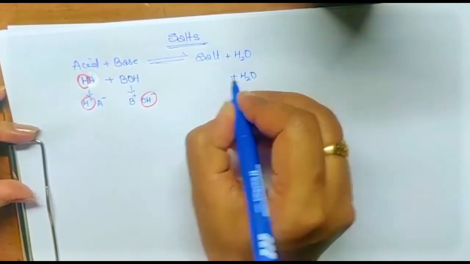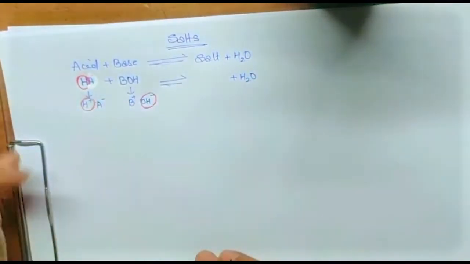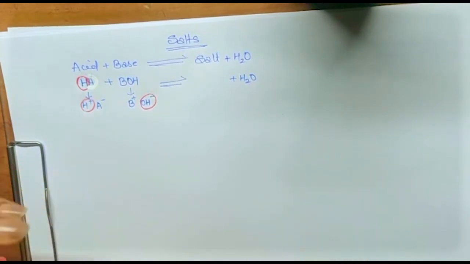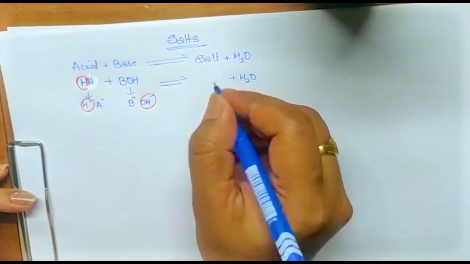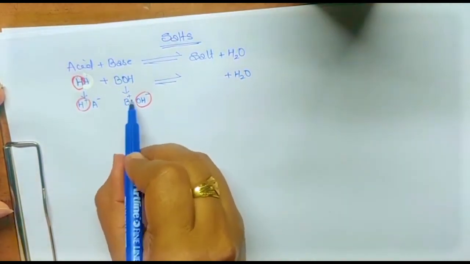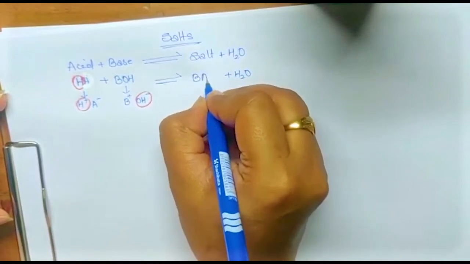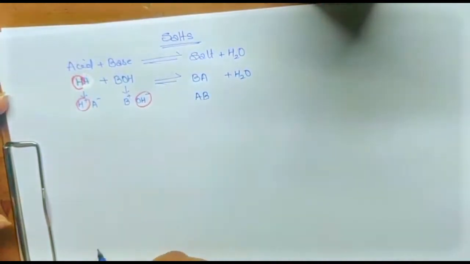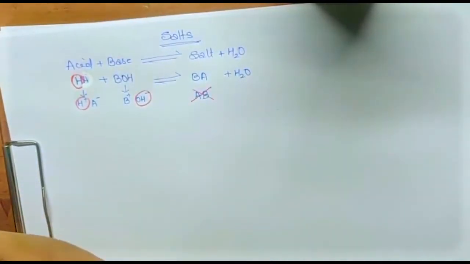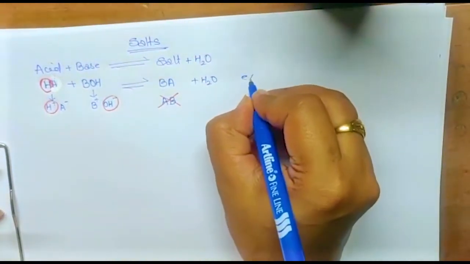Any doubt? Now what is left? A minus and B plus are left, isn't it? So to write a chemical formula, what will we write? We know that while writing the formula, the positive part should be written first, followed by the anions. So positive is B plus and then A. So this is BA. If you write AB instead of BA, it will be wrong. Clear? Clear, class?